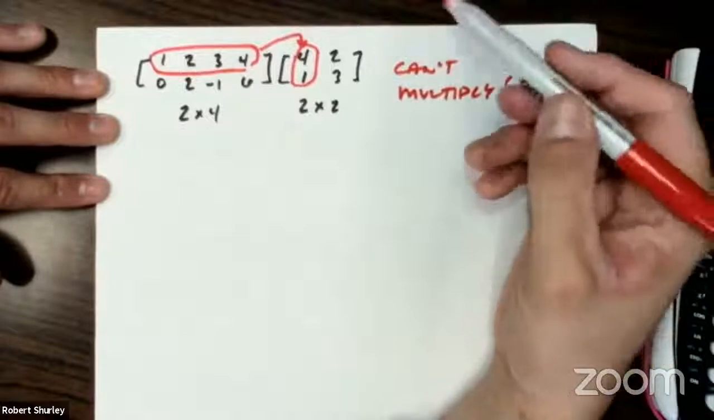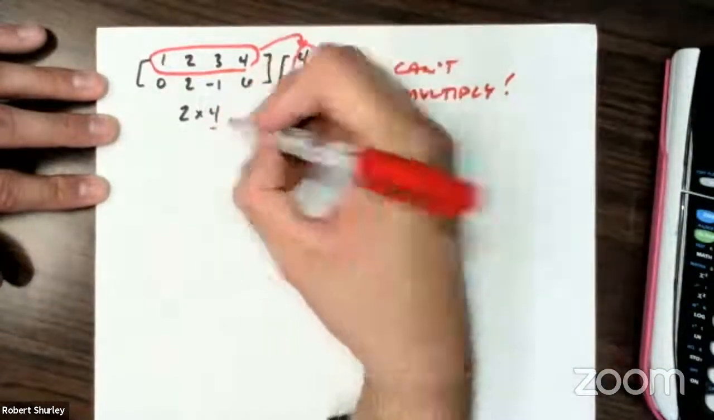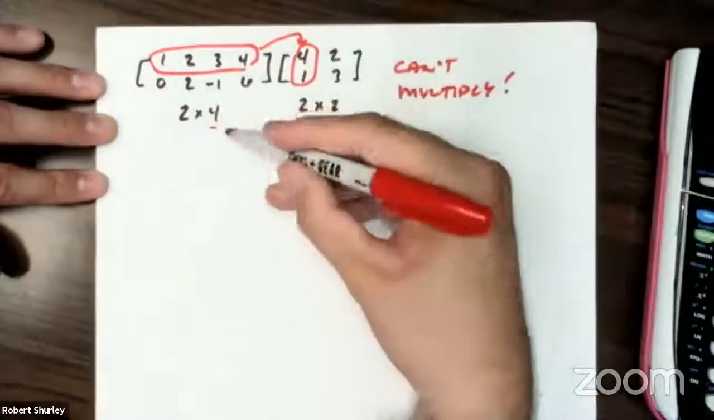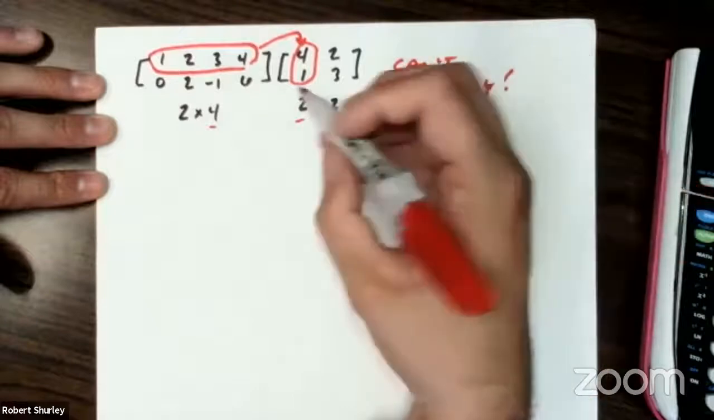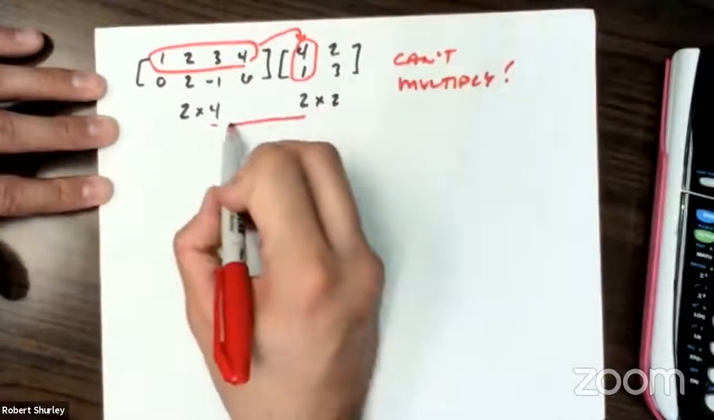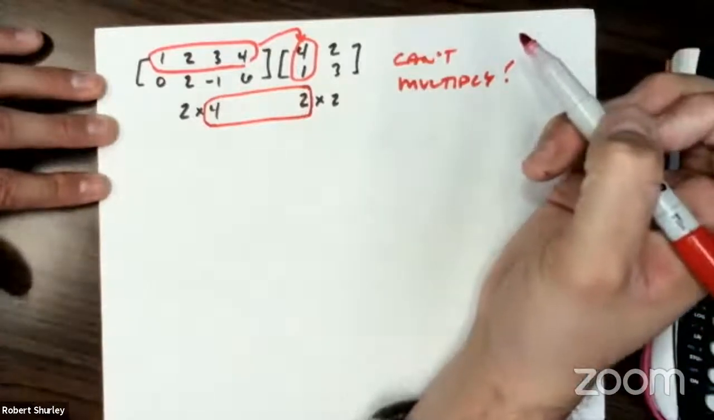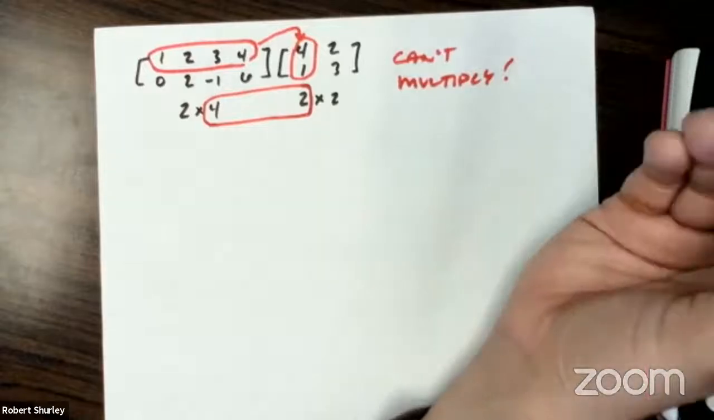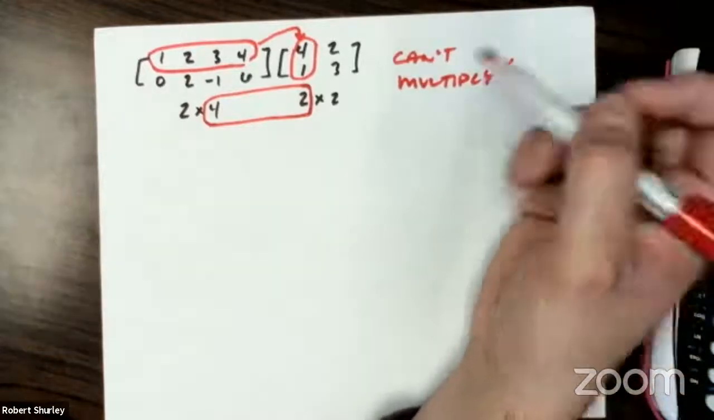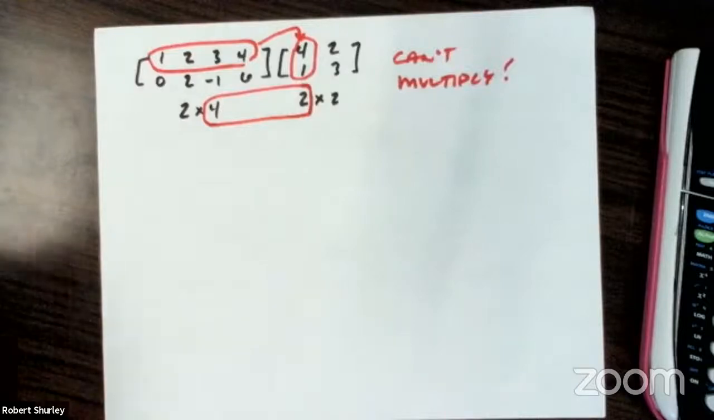Now, the quick way to check this, though, is the number of columns, which is your second number in this order, has to equal the number of rows, which is your first number here. These 2 numbers have to be the same, okay? And if they're not the same, we just can't do the multiplication. So now I'm going to change the order here. I'm going to write that second matrix first.